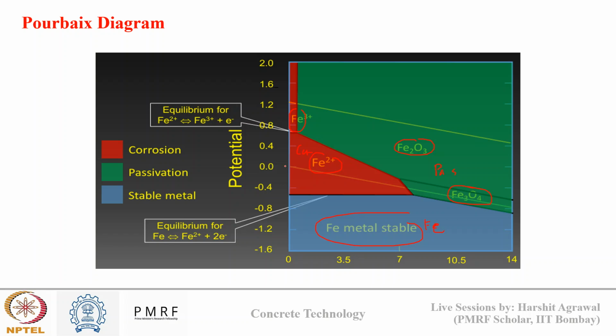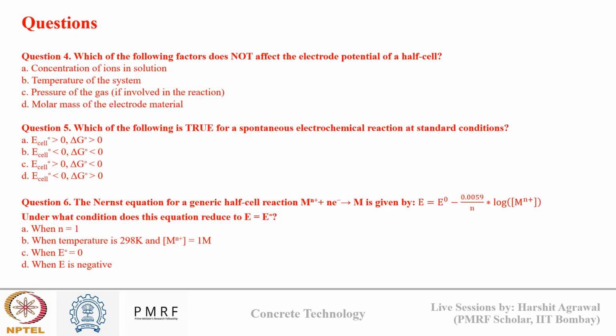Suppose the potential of the system is 0.4. If my pH is 3.5, then I will say I am at the edge of the corrosion-passivation region. If my pH is lower than 3.5, then I will say that the system is in a corroding state. And if the pH of the environment is more than 3.5, then I will say that the system is in a passivation state. So this is how the Pourbaix diagram helps us understand the different behavior of a metal system based on pH and potential.